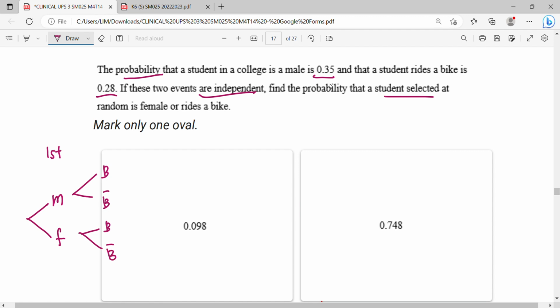So the end result here will be male and bike, male and not bike. Here, female and bike, female and not bike. So what's your 0.35? Automatically, this is 0.65. If this one rides a bike, 0.28, so 0.72.